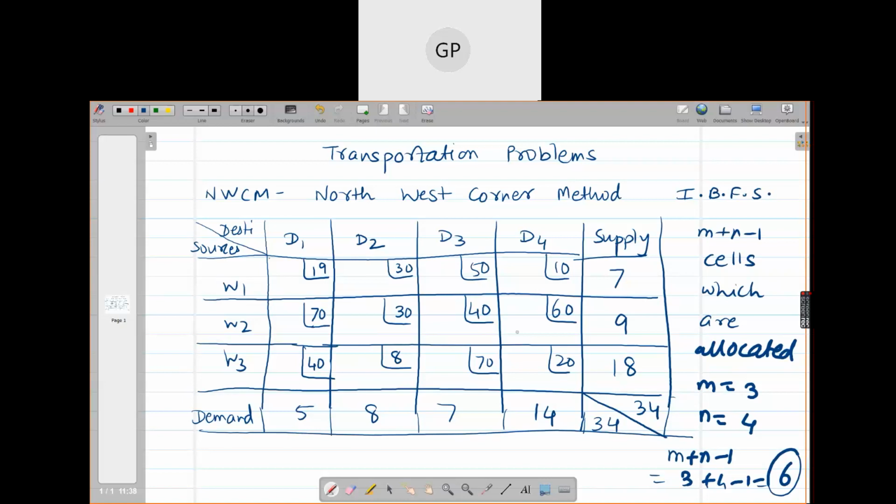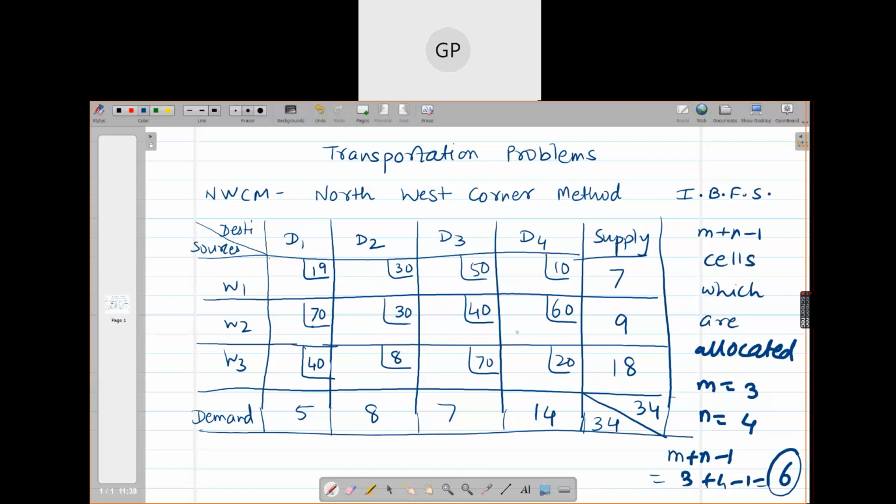Yes, ma'am. So in 6 cells we are only going to put quantities, seeing that particular source's supply and that particular destination's demand. Okay, now which 6 cells we are going to choose, that is told by the method, northwest corner method. So the method which we are applying, that method will tell us which cell is to be chosen. Okay, you cannot choose any cell randomly.